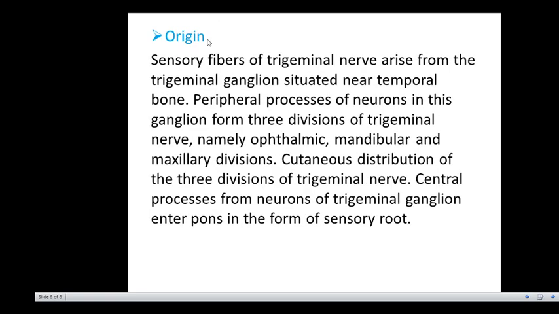Now, origin of the trigeminal nerve or the trigeminal pathway. Sensory fibers of the trigeminal nerve arise from the trigeminal ganglion situated near the temporal bone. Peripheral processes of neurons in this ganglion form the 3 divisions of the trigeminal nerve. We already mentioned it, that is the ophthalmic, mandibular and maxillary divisions. The cutaneous distribution of these 3 divisions of the trigeminal nerve. The central processes from neurons of the trigeminal ganglion enter the pons in the form of the sensory root.